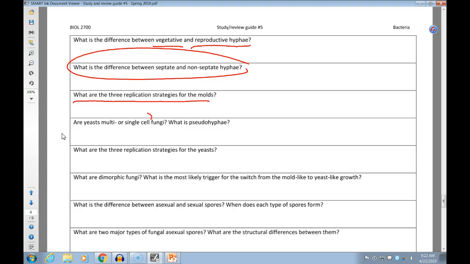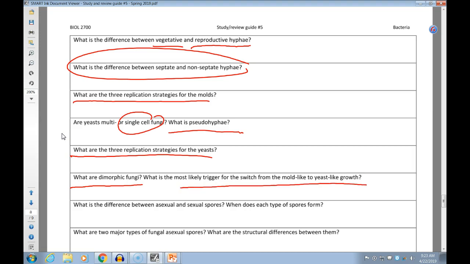Yeast is a single-cell fungus. Pseudohypha is a sequence of individual yeast cells that form a chain that looks like a hypha. Three replication strategies for yeasts: sexual spores, asexual spores, and budding, when a new cell buds from another, basically binary fission, kind of like mitosis. A dimorphic fungus grows usually as a mold outside and as a yeast in the human body. The most likely trigger to switch is growth temperature, exactly.